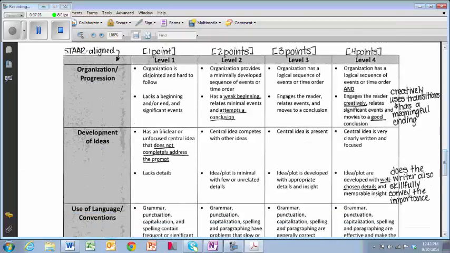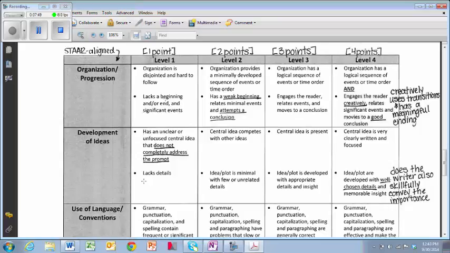Then, coming back down to the rubric, you'll look next at the development of ideas. So this really is, does the scholar really have a central idea, one thing that they're afraid of that really scared them? Do they really develop the plot? And does the writer really convey the importance of that experience to the reader?